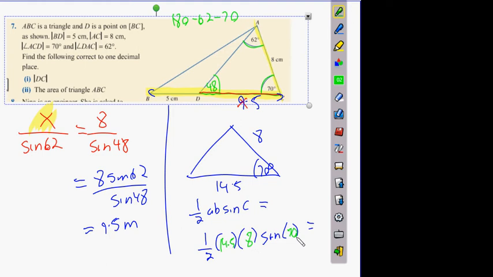Put it into the calculator, let me know what you get. 54.0217. 54.0 to one decimal place. Centimeters squared. Okay lads.